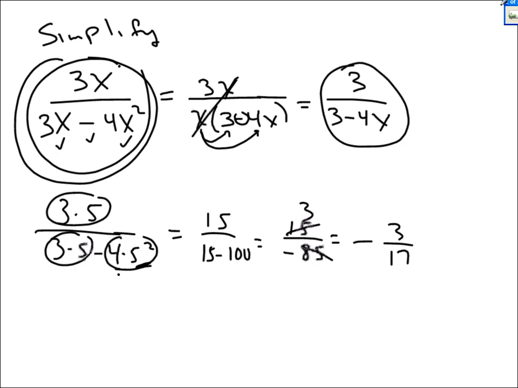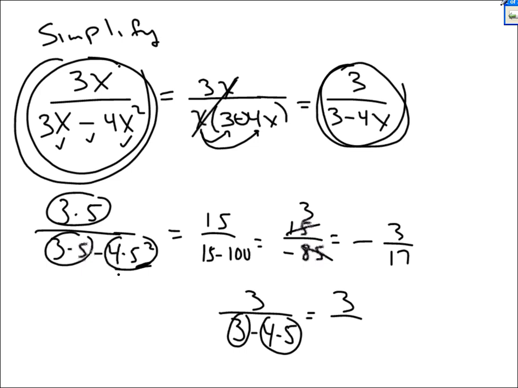It would have been easier if you used this one. You get 3 over 3 minus 4 times x, which is 5. This is 3, that's 20, and 3 minus 20 happens to be negative 17. Positive divided by negative is negative, so 3 over negative 17 is negative 3 over 17.